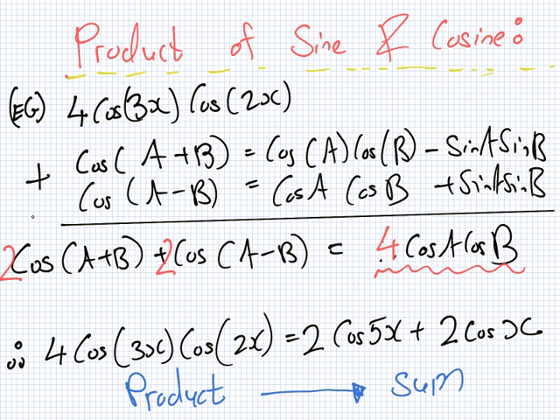Let's have a look at another one now. I'll do another one. So we have 6 cos 5x sine 5x. Yeah.